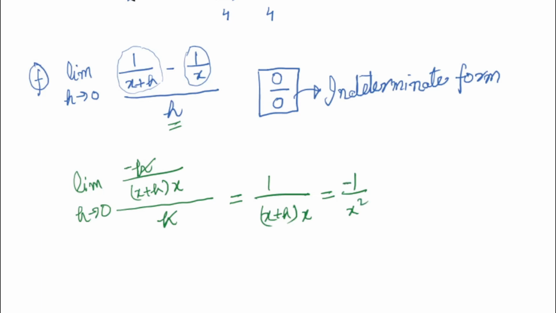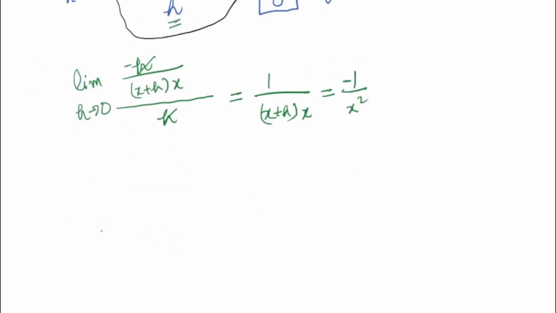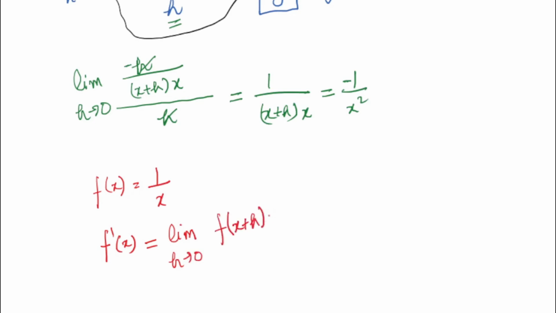But actually, let me show you, this is a best problem, because this is equivalent to the derivative formula. Let me show you how it is equal to the derivative formula. In the derivative formula, if f(x) is equal to 1 upon x, and we want to take the derivative of the function f(x), then f dash x is equivalent to limit h tends to 0 of (f of x plus h minus f of x) divided by h.